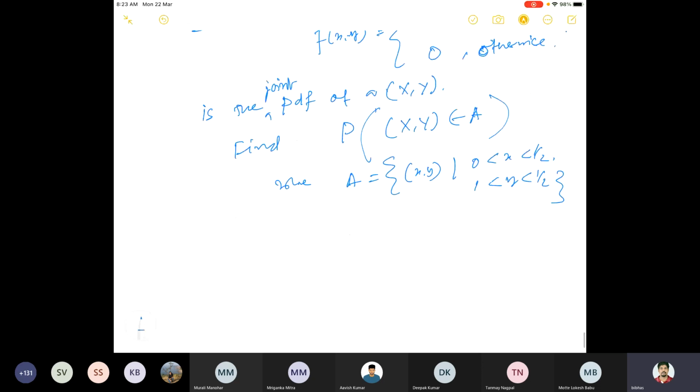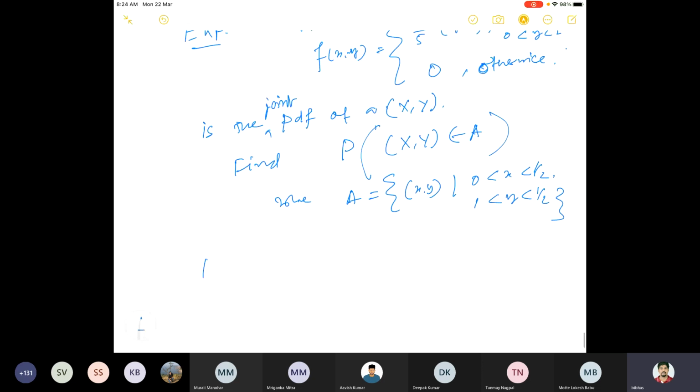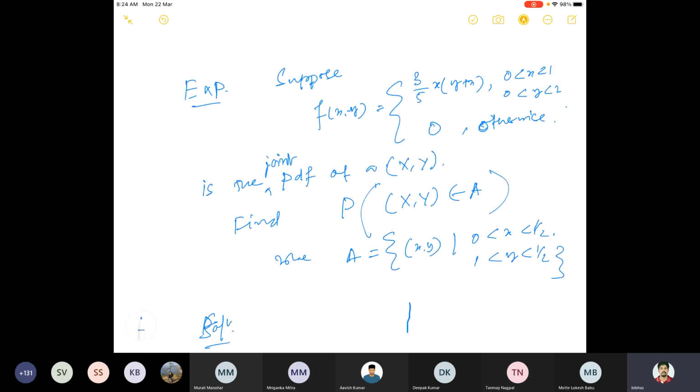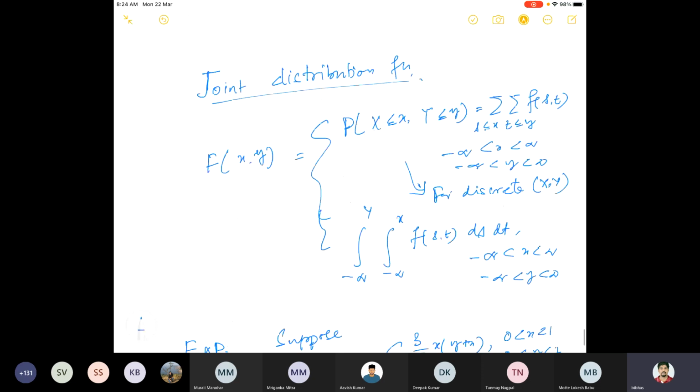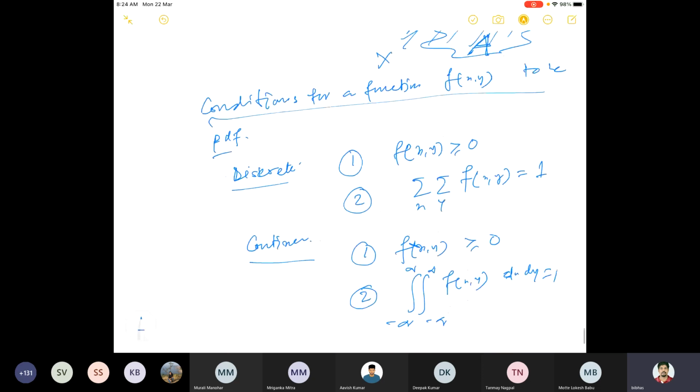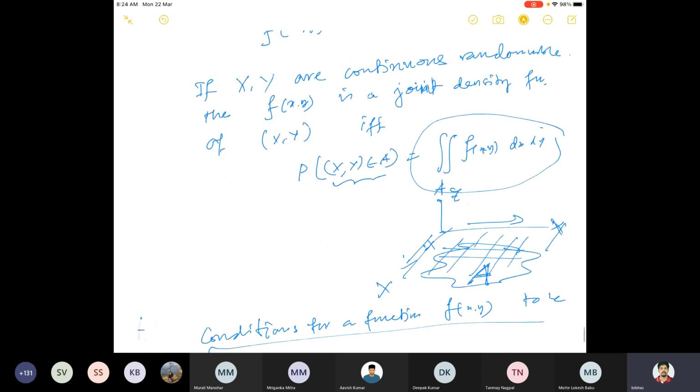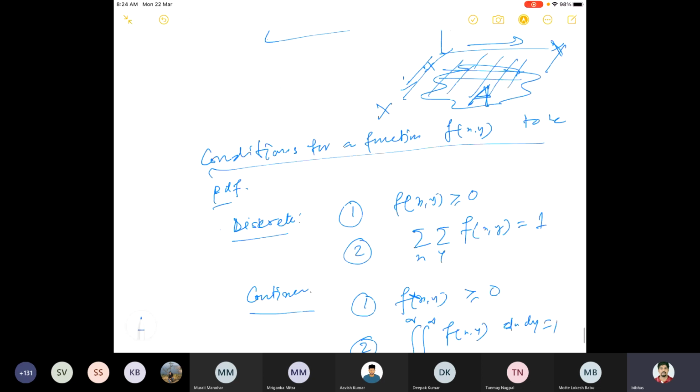So this is the question. What is given to you? You are supplied with the joint density function, and you just have to calculate this integration. So we can just use the formula here. This was our definition. So we just have to integrate this, and that's it. So let us just do that.